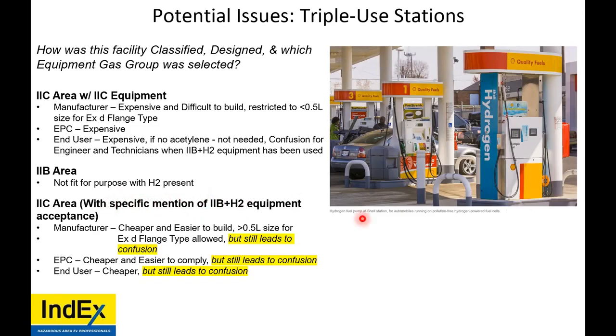Now, if this was a 2B area, would this be fit for purpose? No, and 2B equipment would not be fit for this installation. Now, if it was a 2C area with specific mention of 2B+H2, would it be acceptable? Yes, but there is confusion. There will always be confusion when you are identifying two different gas groups, two different options. If there's no acetylene, why mention 2C?